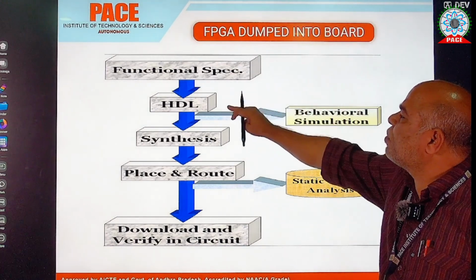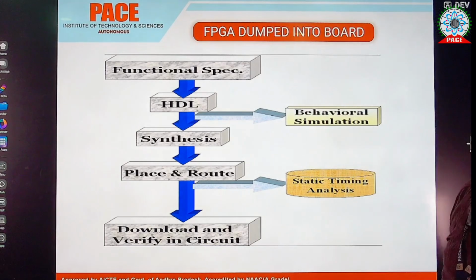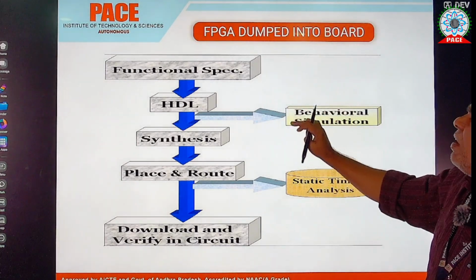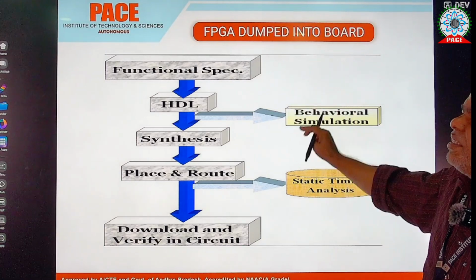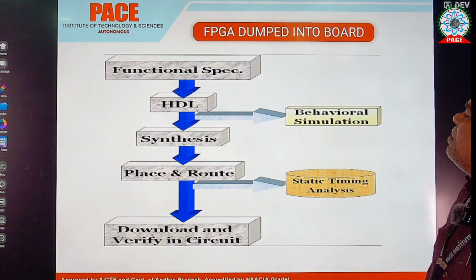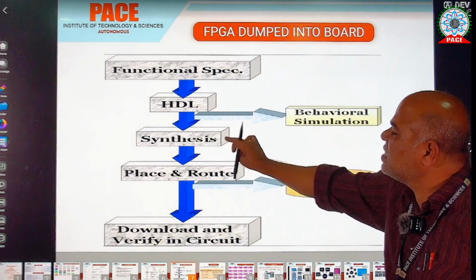After that you can simulate that Verilog comparator program, and then you get the output. You get the waveform and check its correctness. After that you come to synthesis, which converts the RTL to a netlist. After that comes place and routing.